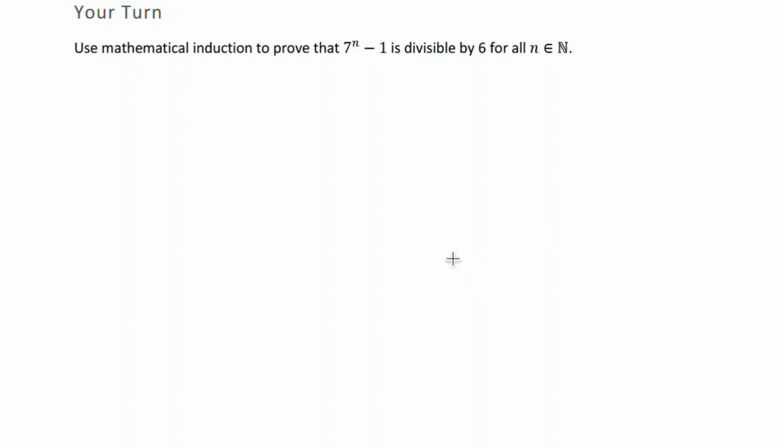Use mathematical induction to prove that 7 to the n minus 1 is divisible by 6 for all n in the natural numbers.